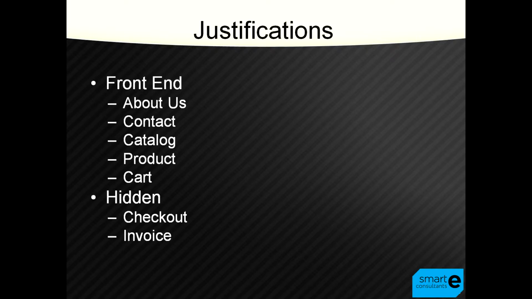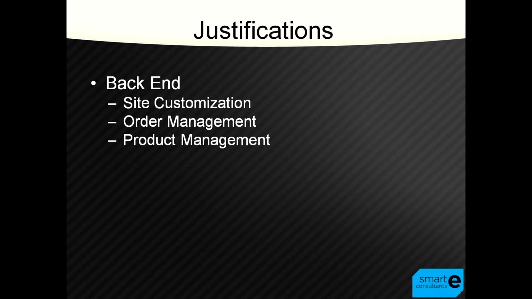So in the site we have an About Us page, a Contact page, a Catalog page, a Product page, and a Cart page at the front user end of the site. We then have some hidden checkout pages and an invoice page for once the user has actually checked out. In the admin section we have a site customization page as well as pages to view orders and modify products.